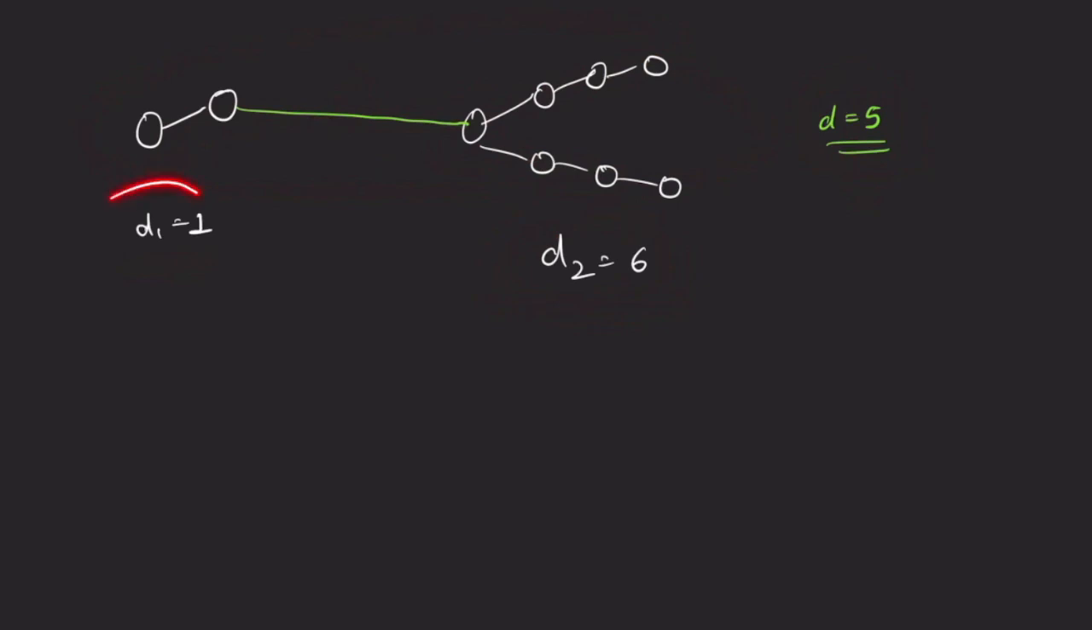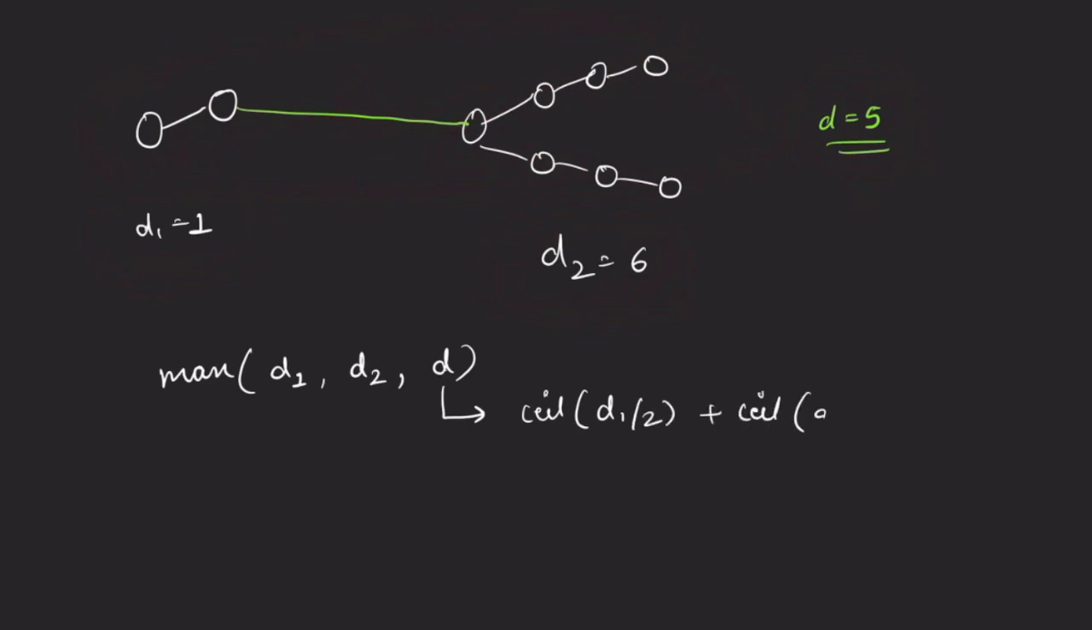We need to find a maximum of D1, D2 and this new diameter, right? So basically our answer will be the maximum of D1, D2 and the new diameter that we have got. And this new diameter was nothing but the ceil of D1 by 2 plus the ceil of D2 by 2 plus 1, right? So this is how we will be able to identify our answer, right?